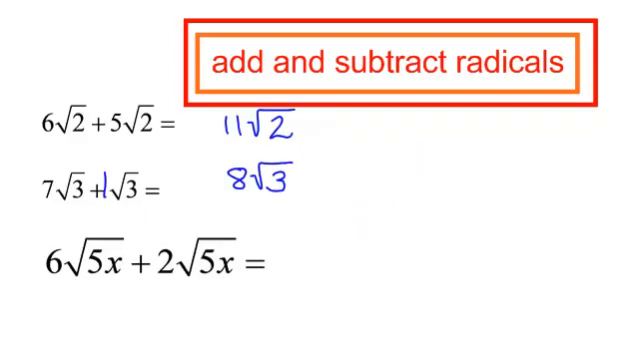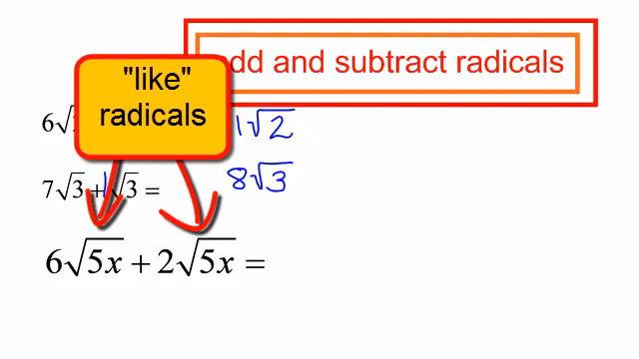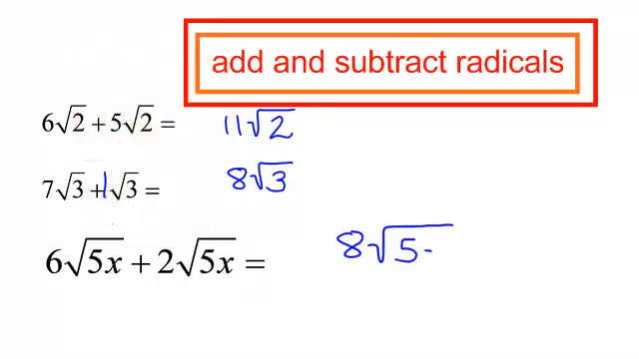Let's try this one. 6 radical 5x plus 2 radical 5x. Are those like radicals? They are. They're both radical 5x, so you will get a radical 5x. 6 plus 2, that will be 8 radical 5x.